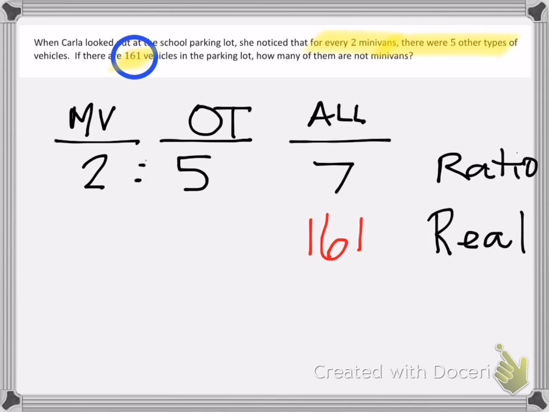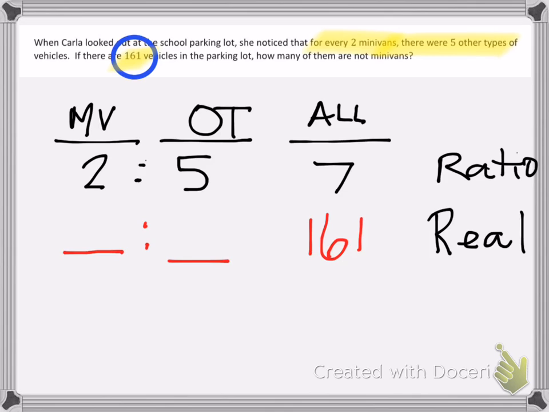Now, do we know how many minivans there are? Nope. Do we know how many other vehicles there are? Nope. But if I add those up, they're going to be equal to 161. Well, how do we find out what those numbers are? Well, we write an equivalent ratio. So let me get a new pen here so we'll just use a different color. We write an equivalent ratio.